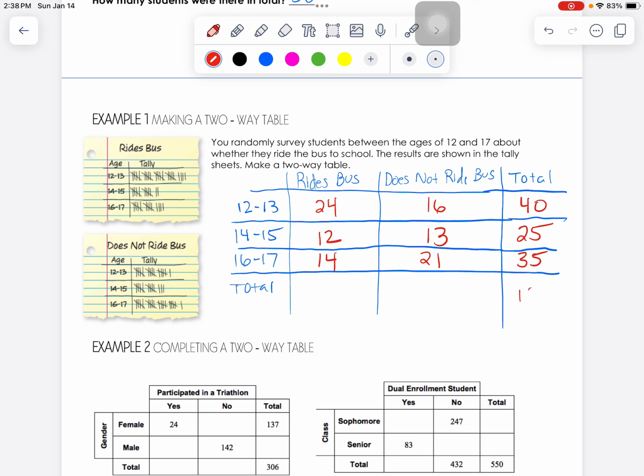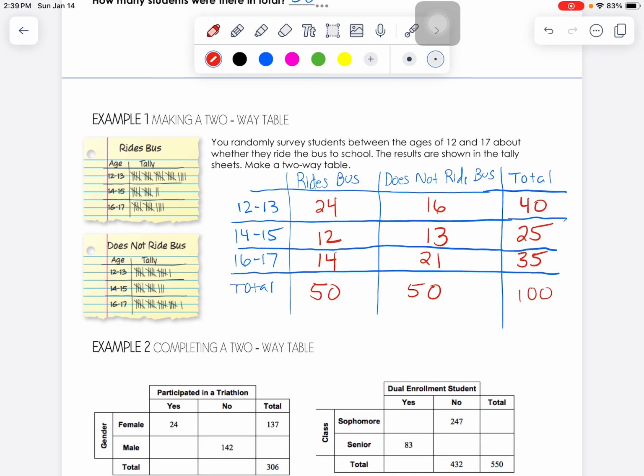In total, that would be 100 people. If I'm looking at the total for rides the bus, I'm going to add 24, 12, and 14. So I get a total of 50, which makes this total also 50. So that would be my two-way table to represent the data.